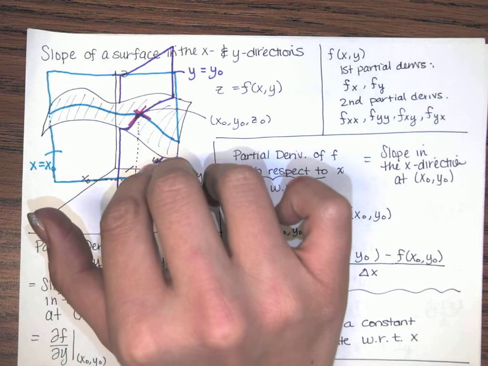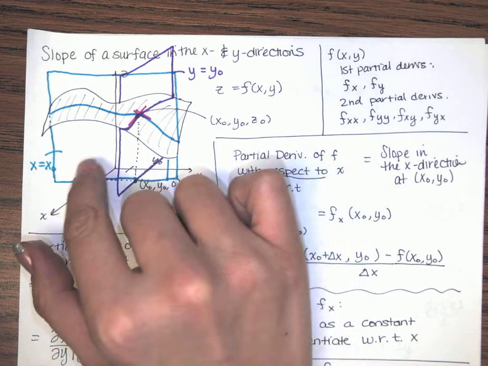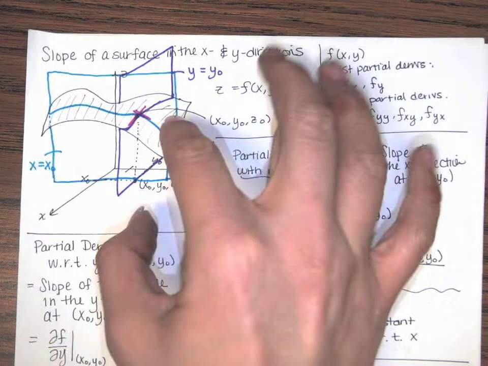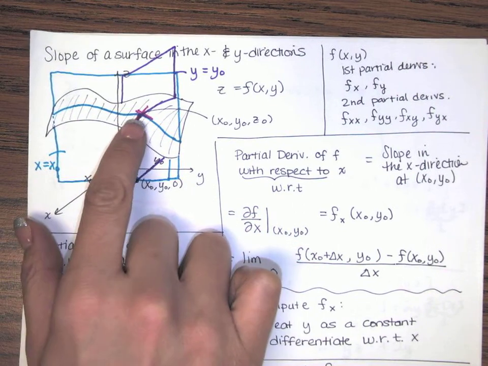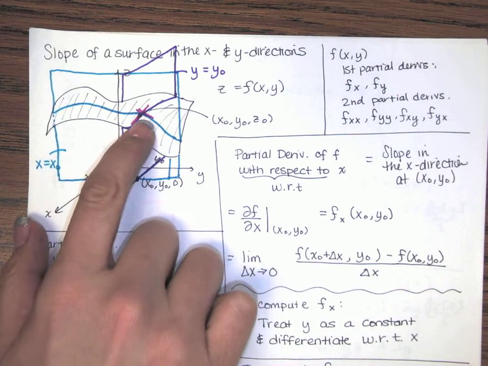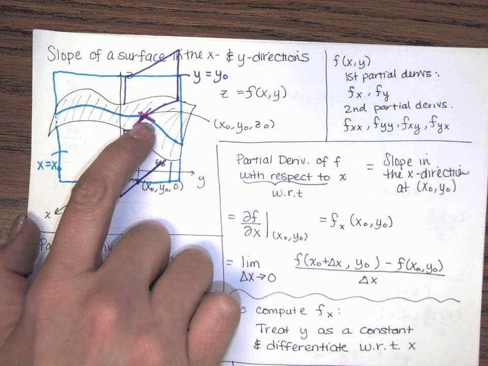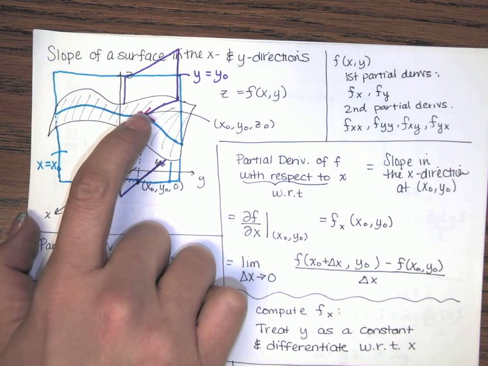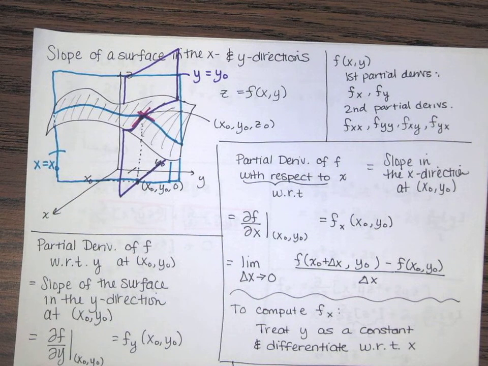When I am finding the slope in the y direction, I'm forcing x to be equal to a constant. So I'm taking a plane, x equals x naught, and I'm intersecting that with my surface. And then I'm looking at the slope of that curve at that point in the y direction, and I'm saying, how does z change as y changes at that point? What's the slope there? That's giving me the slope of the surface in the y direction at that point.